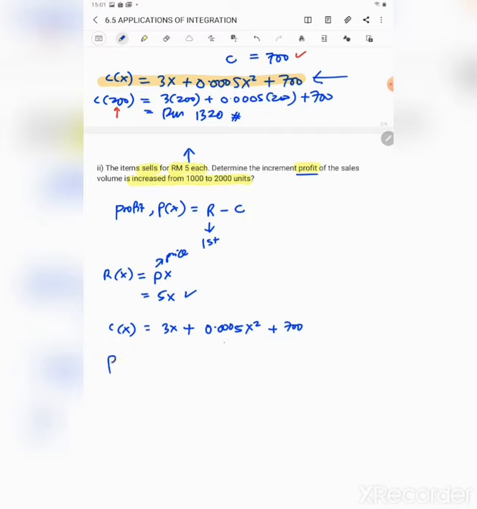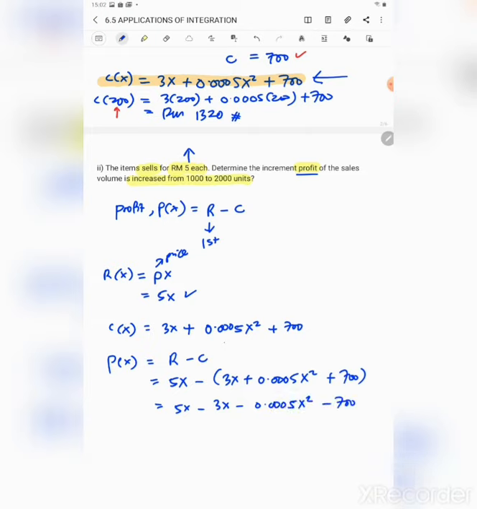Okay, to calculate profit, equal to R(x) minus C(x). Our R is 5x minus C. You put it in brackets because there is more than one variable and more than one term. So 5x minus 3x minus 0.005x square minus 700. Simplify this. We get here 5 minus 3, we get 2x. Okay, this is the profit.